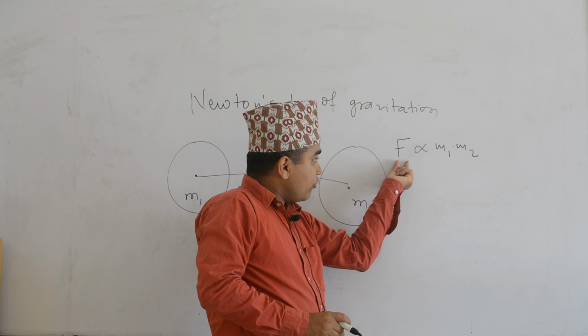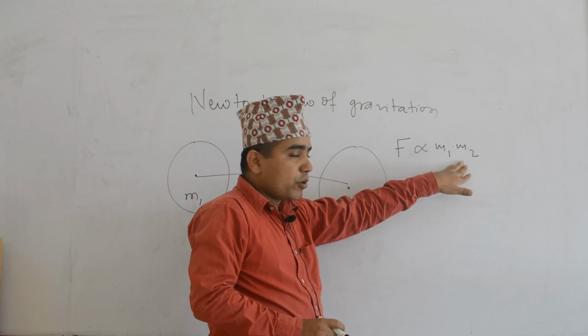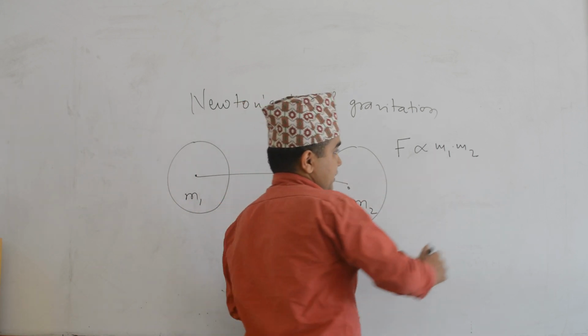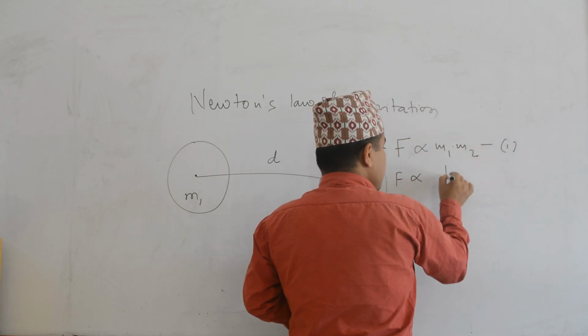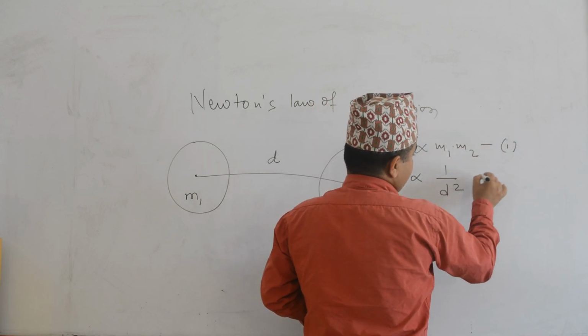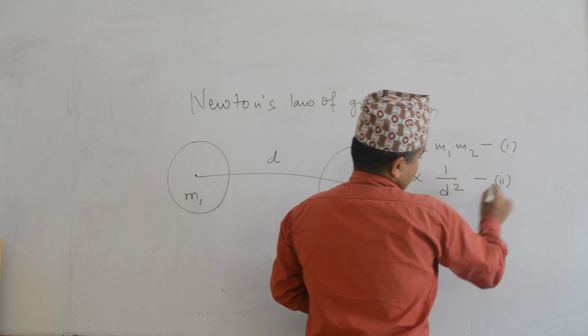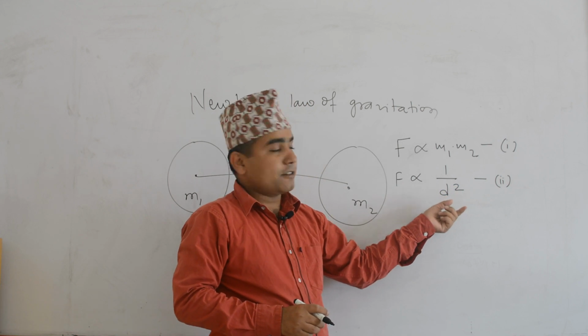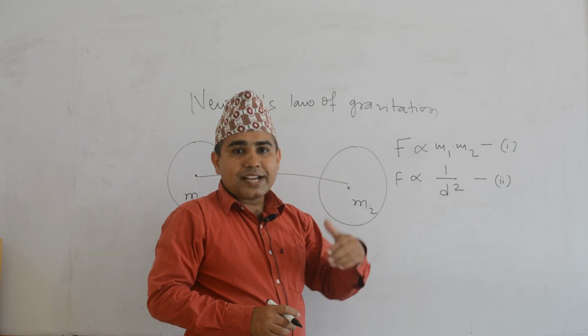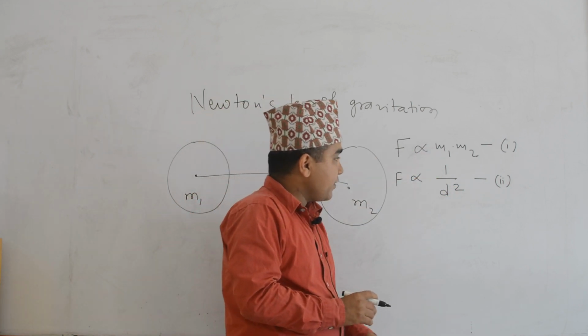So gravitational force of attraction is directly proportional to the product of the masses and inversely proportional to the square of the distance between their centers. This is what I stated in Newton's law of gravitation.